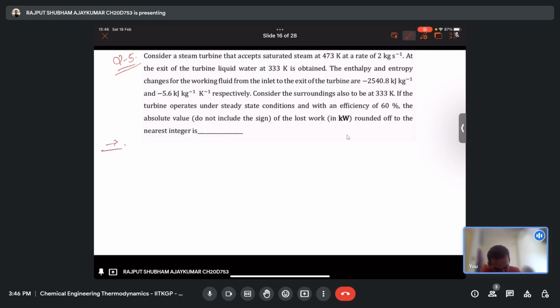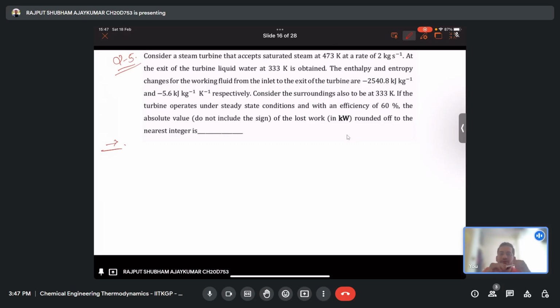So this is question 5. We'll go through what has been asked and then try to solve it quickly. Consider a steam turbine that accepts saturated steam at a temperature of 473 Kelvin and at a flow rate of 2 kg per second. At the exit of the turbine, liquid water at a temperature of 333 Kelvin is obtained.